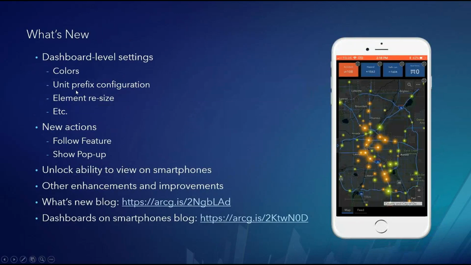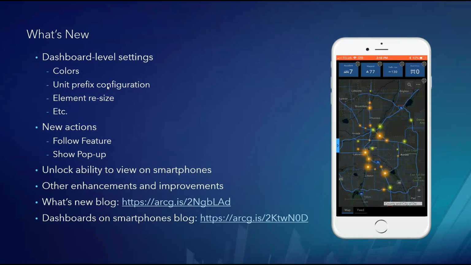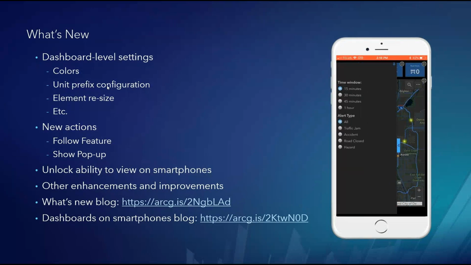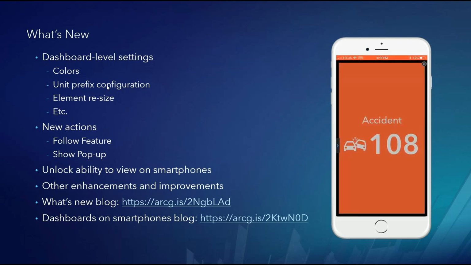And then what's new? I think we've talked about a lot of these, but some other things, just real quickly, dashboard level settings. So being able to select colors and unit prefix configuration and the element resize options, being able to set those up at the dashboard level and not just at a particular element level. So changing colors based on the entire dashboard and not just the list widget, right?